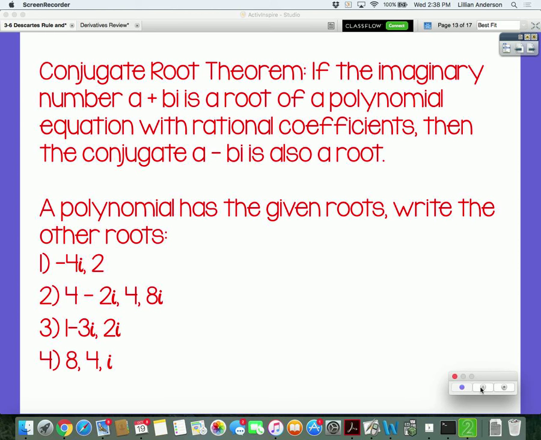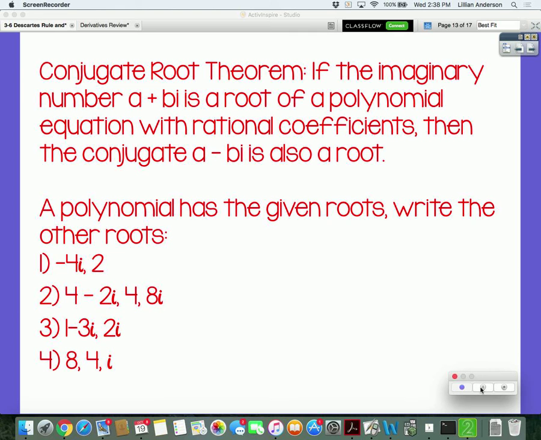You don't need a lot of space. You can do one each. This is a one. So the conjugate root theorem says that if the imaginary number a plus bi is a root of a polynomial equation with rational coefficients, then the conjugate a minus bi is also a root.